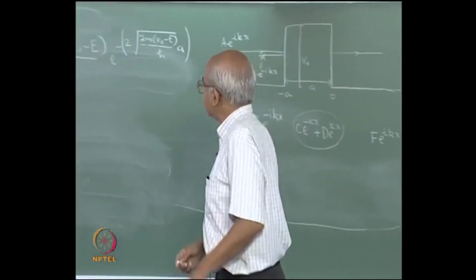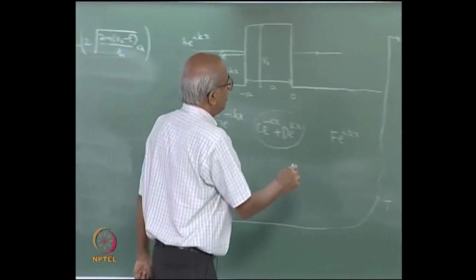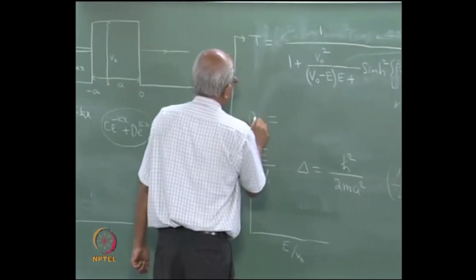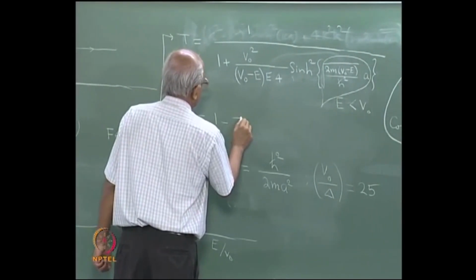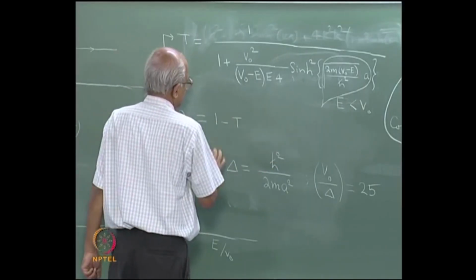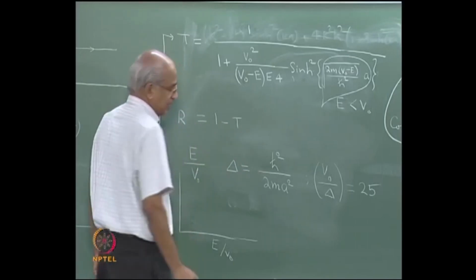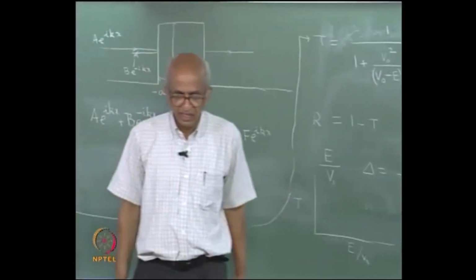So, it is actually possible to derive an expression for the reflection coefficient also. What would be that? R would be given by 1 minus T. T is the transmission probability or transmission coefficient, and therefore, the reflection coefficient will be given by 1 minus T. You can calculate that also.